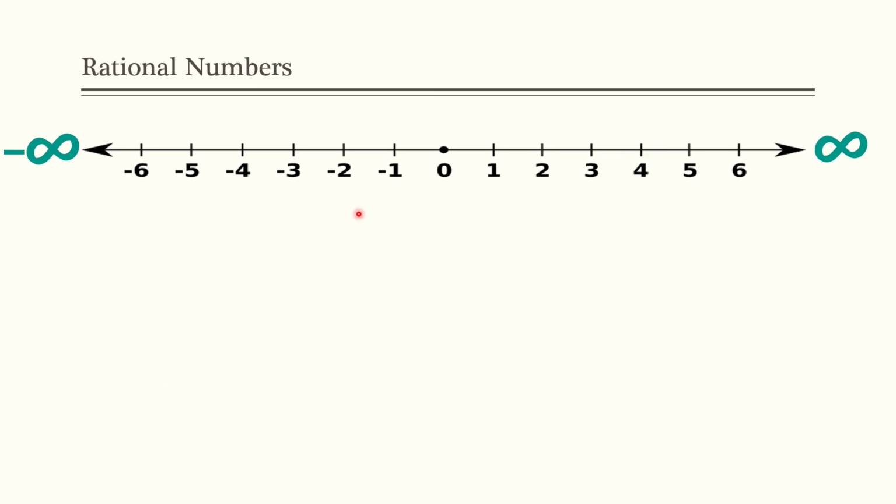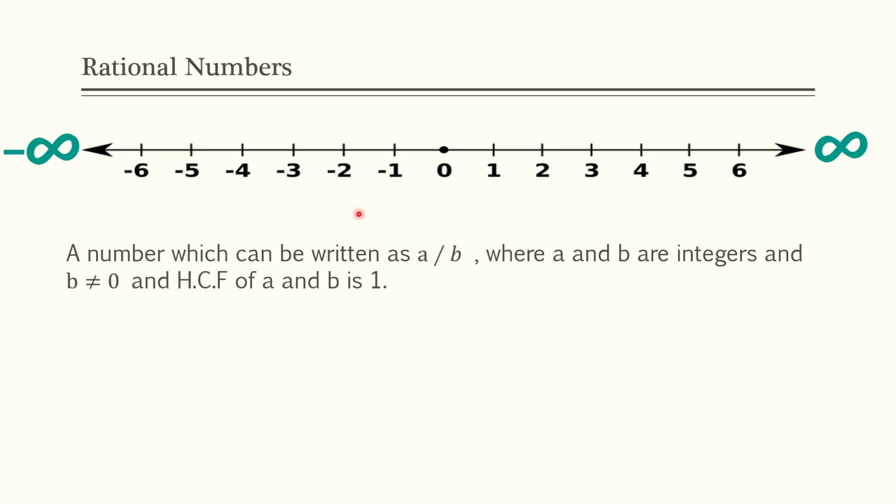Now let's talk about another kind of number called rational numbers. We talked about integers before rational numbers, because if you see the rational number definition, a rational number can be written as a over b, where the HCF of a and b is 1, that you have to remember, and a and b have to be integers, and b cannot be equal to 0, because if b equals 0 it will be undefined, right? So b is not equal to 0, and a and b are two integers.